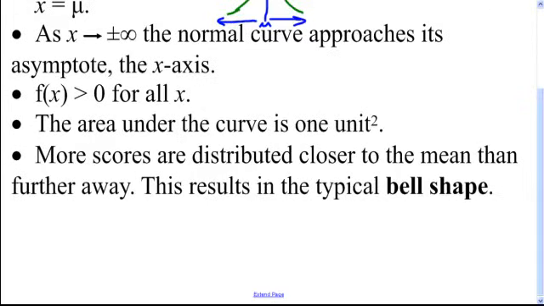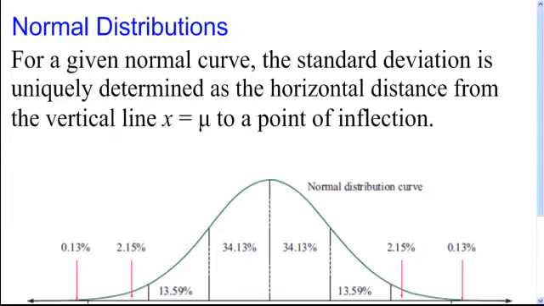The area under the curve is 1. If I add all of those up, think about what we're finding. We're finding the probability. It either happens, doesn't, or somewhere in between. And then more scores are distributed closer to the mean, which is why we get that shape in the bell. It spikes in the middle, and then it slowly tapers off. So this is, again, a normal probability density function.